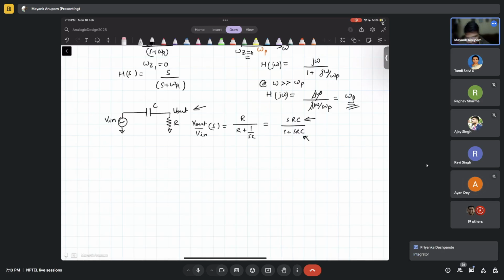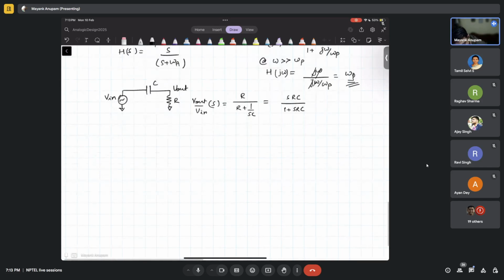Yes, sir. This is actually the case always. Whenever you try to create a zero, you will always have a pole. So tell me, this is a zero, right? Zero is at which location? Zero is at 0. And what is the pole location? 1 by RC, right?